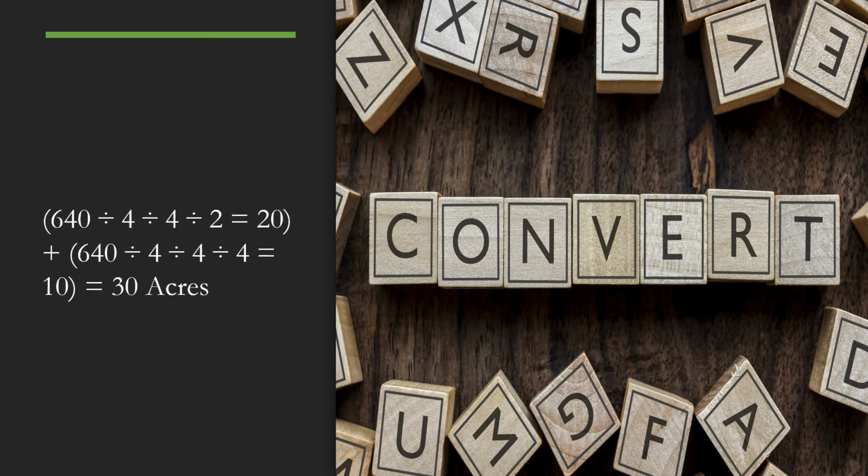And we did that by taking 640 divided by 4 divided by 4 divided by 2, giving us 20. And then we took 640 divided by 4 divided by 4 divided by 4, which gave us 10, added those together for a total of 30.